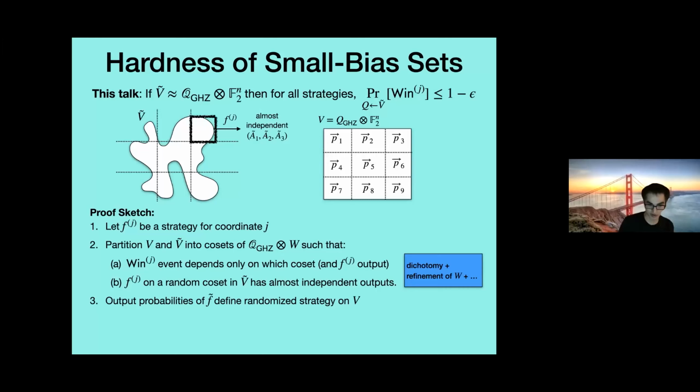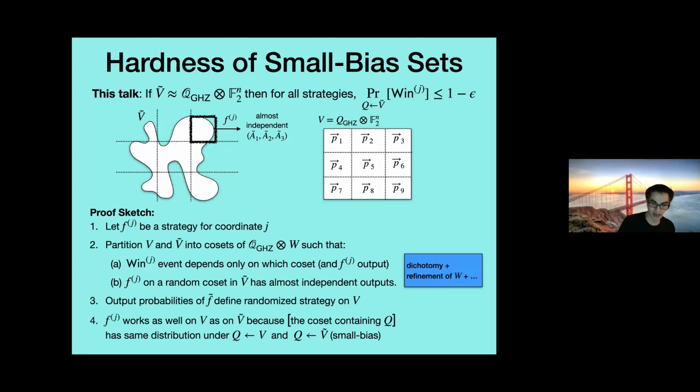Once we know that the outputs of F on an individual coset look like independent outputs, we can use these outputs to define a strategy on V. So each coset has some output distribution associated with it. And the strategy is just: look at what coset you're in, and then each player independently flips a coin to decide his output with the right probability for that coset.